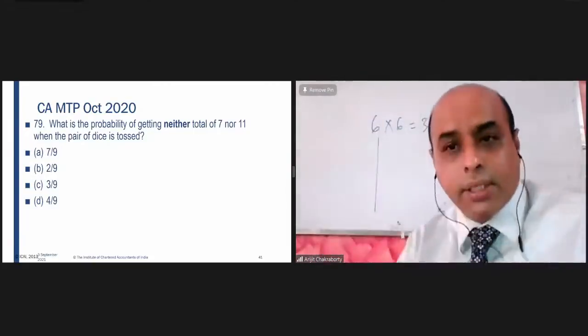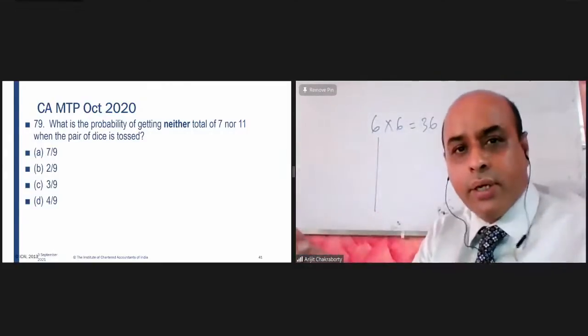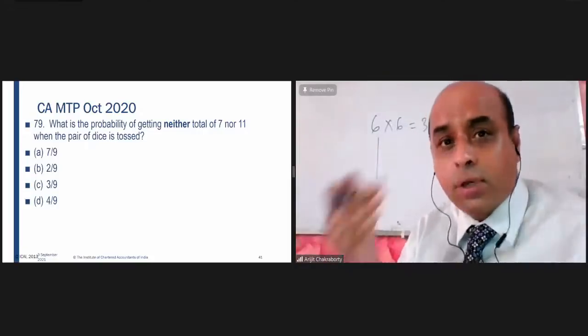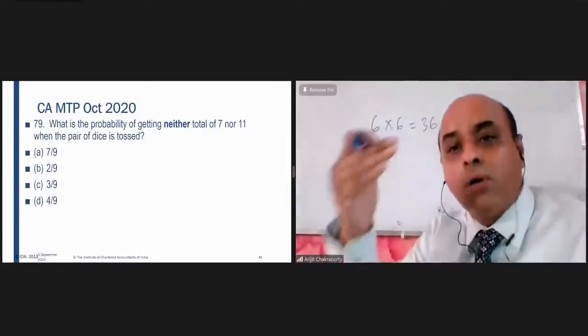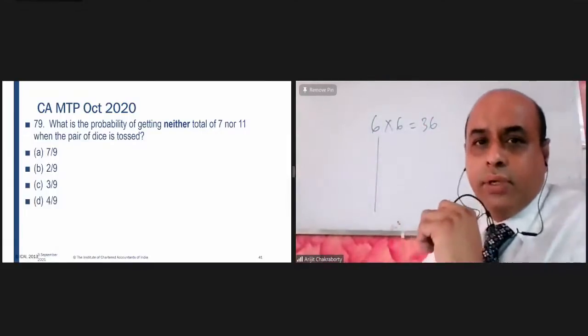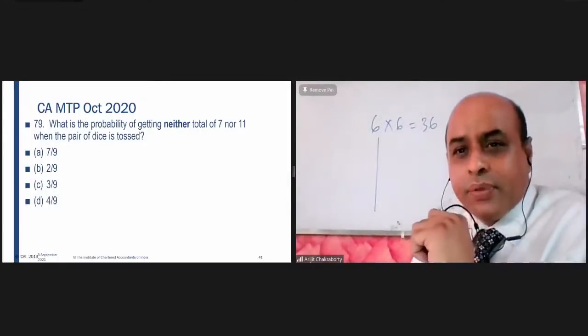Now the question is neither 7 nor 11. But first let us find out the complementary event, neither 7 or 11. What is the complementary event? The complementary event is getting 7 or 11. Okay, so let us try to see. How can you get 7 or 11? Now, when I'm throwing 2 dice, let us first find out 7, possibility of 7.